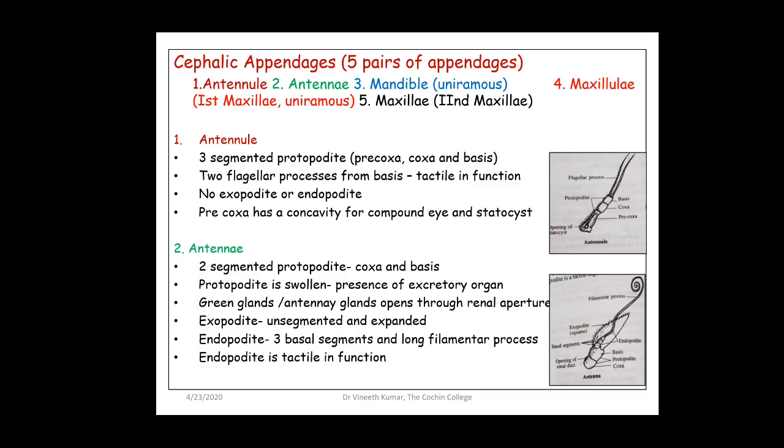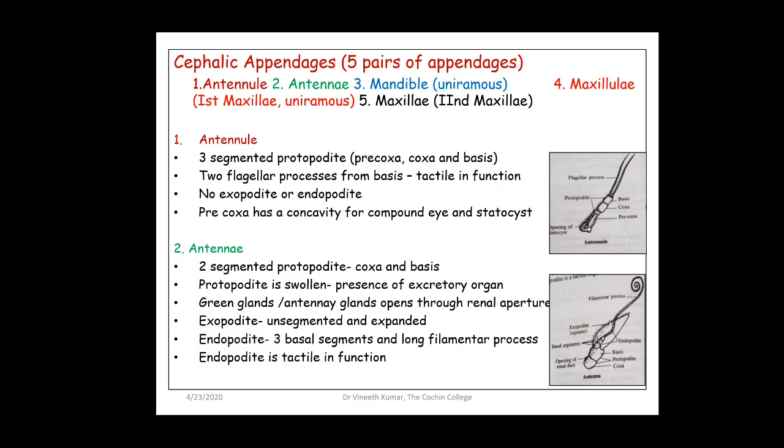Coming on to the individual appendages. Of these cephalic appendages, 2 appendages are said to be uniramous. They are the mandibles and the first maxillae, or the maxillulae. The antenule is also referred to by some authors as uniramous. We'll talk about the reasons in the next session. Some authors refer to the antenule as a uniramous appendage, and some consider it a biramous appendage. So we'll discuss each appendage and its structural features one by one.